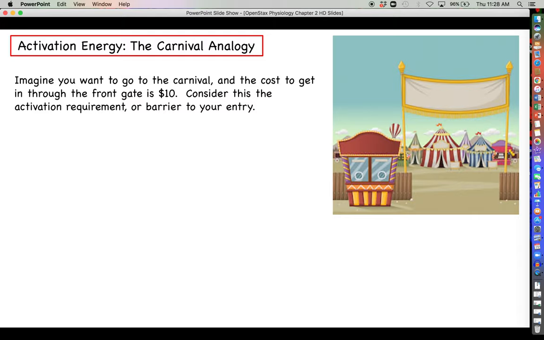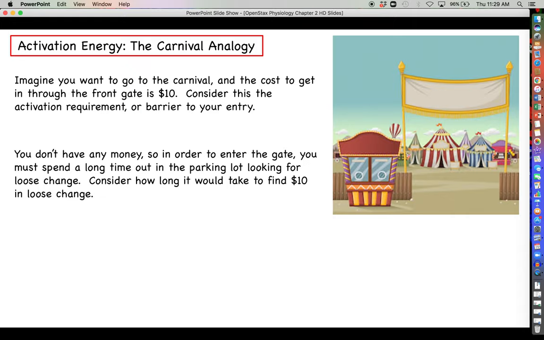So I actually came up with a really good analogy for this. Hopefully you'll agree. I call this the carnival analogy. Imagine that you want to go to the carnival or the state fair or whatever, right? Let's say that the cost to get in through the front gate is $10. So you've got to pay $10 if you want to get into the fair. This is basically our barrier to entry. This is our activation energy. If you want to get into the fair, you have to pay $10, in the same way that if you want glucose to turn into carbon dioxide and water, you have to pay a certain amount of activation energy.